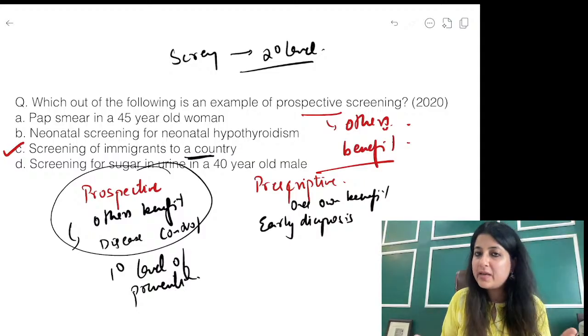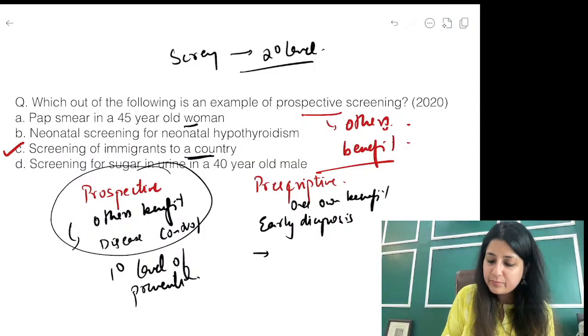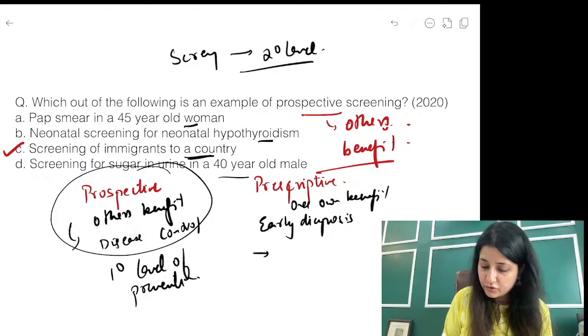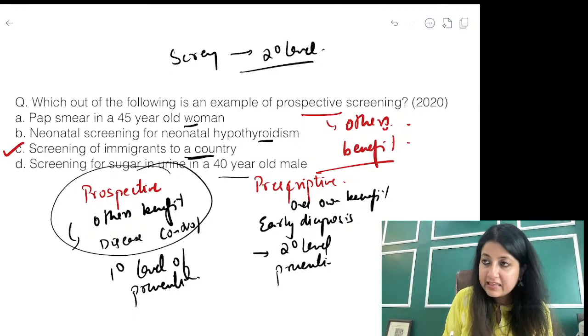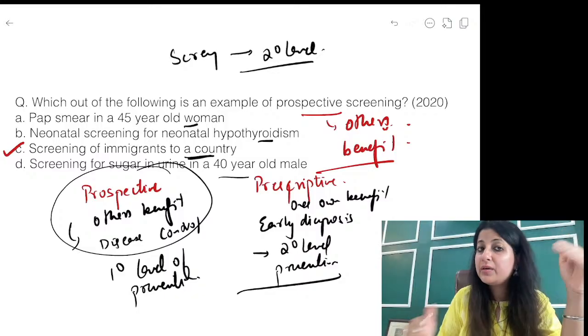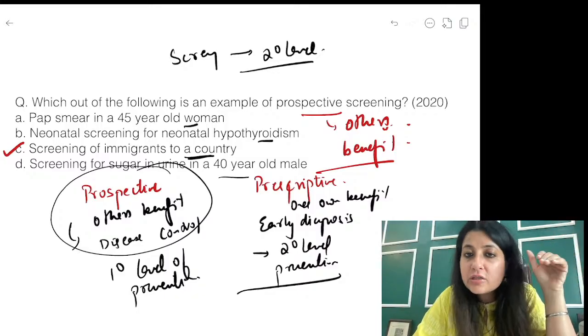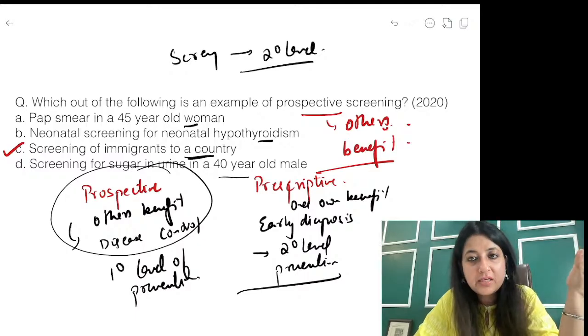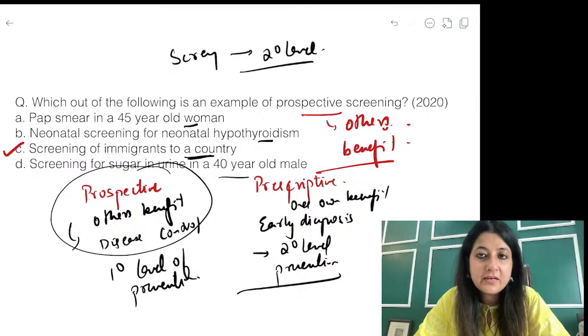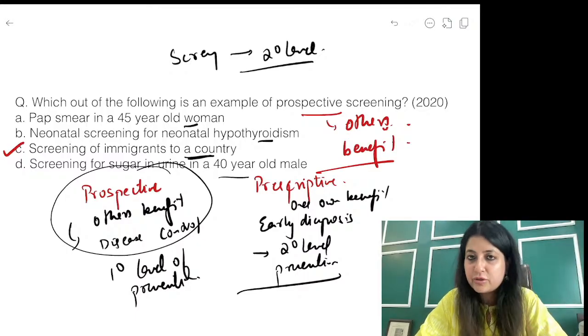Prescriptive screening is to make an early diagnosis, like pap smear, neonatal screening for sugar. This is secondary level of prevention. Screening is always secondary level, but this is one exception. Prospective screening, although we are doing an early diagnosis, is a primary level of prevention. Am I clear? Everybody, did you understand this question?